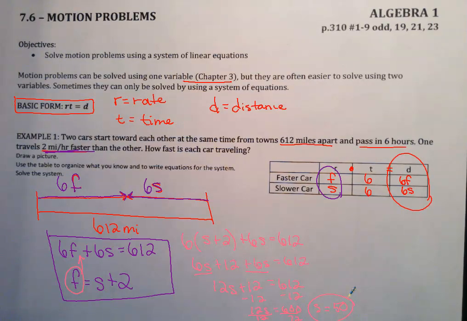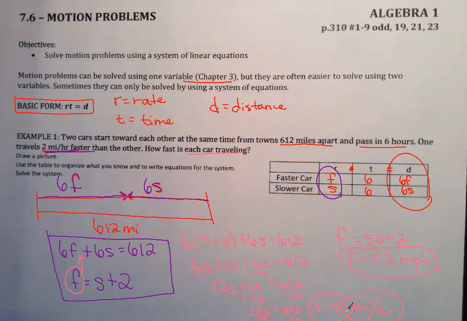So how fast is each car traveling? How are we going to find out? The slow car is going 50. The fast car is going 52. How do you know that? Because it says it's 2 miles per hour faster than the other. It's 2 miles per hour faster, and also we can plug S in just like we do, right? We substitute 50 back in if we wanted. So F equals 50 plus 2, so F equals 52. And you can put MPH for miles per hour, or you could put miles with the per sign and then HR.